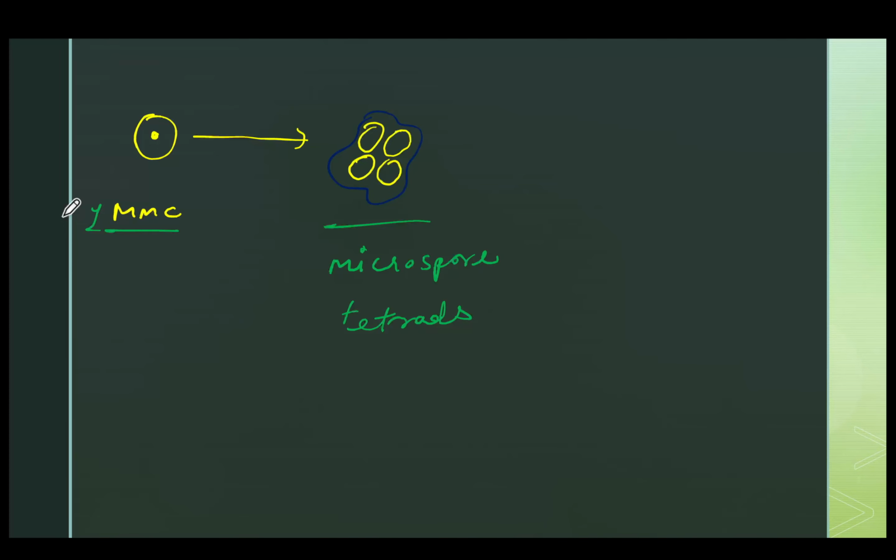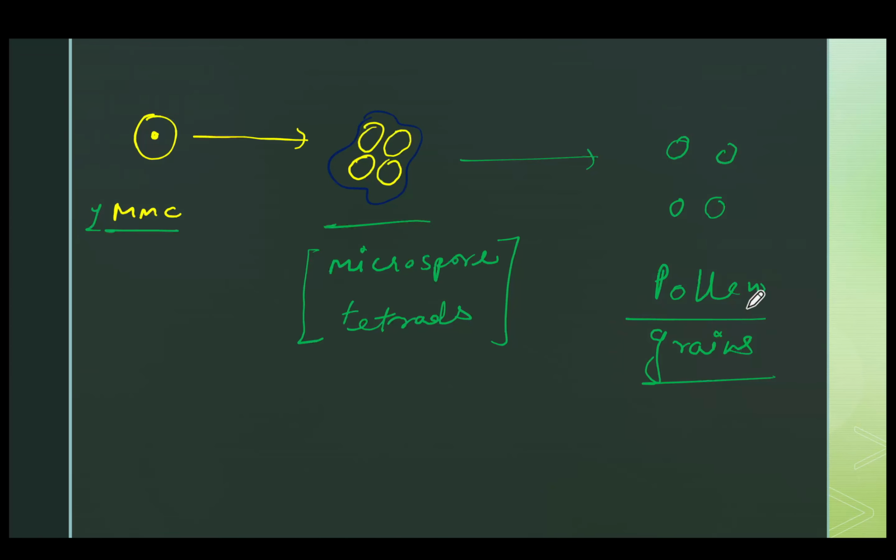And so how will pollen grains be produced? Ultimately we need to form pollen grains, right? Yes or no? So from these microspore tetrads, pollen grains will be produced. When the microspores dissociate and mature, they form pollen grains. And we call this process what? Microsporogenesis. So remember, pollen grains are haploid, they are not diploid. Clear? We are talking about flowering plants.